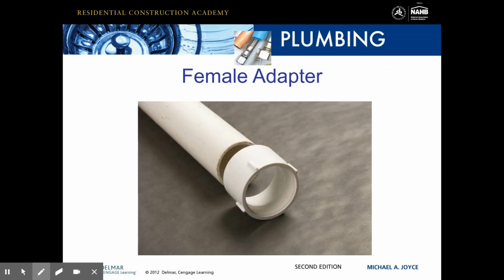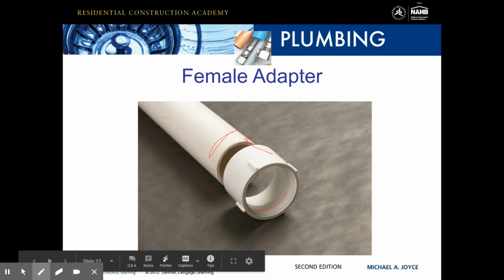So this is hard to see in here, but right here on your PVC, this adapter would go on, solvent welded on, and you can see if you look close, you have your threads on the inside of the pipe.